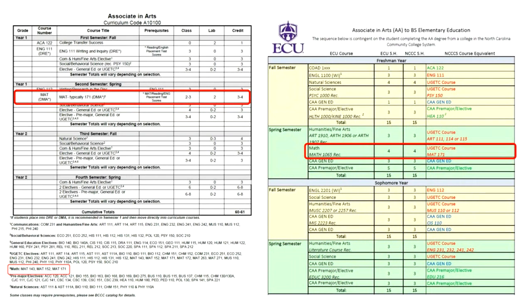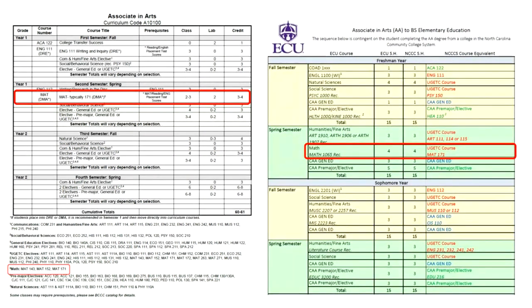Now, if we look down here at the bottom, you'll see in this red rectangle, there are three maths that will fulfill your math requirement. You could take Math 143, Math 152, or Math 171.